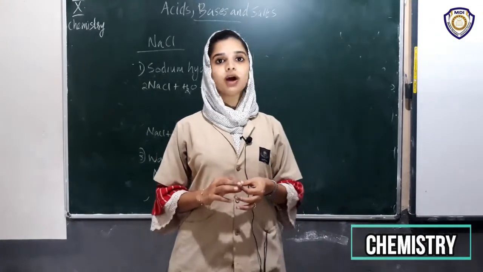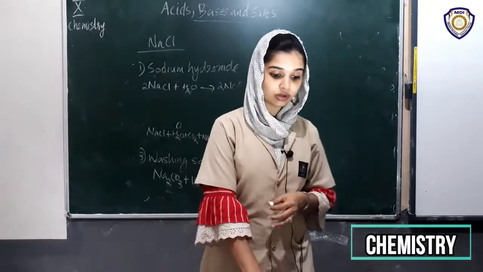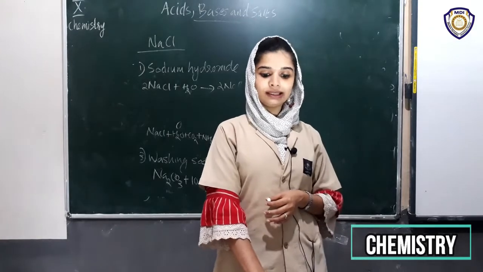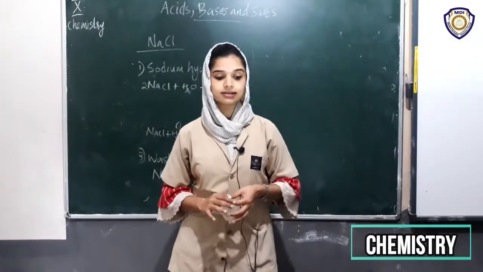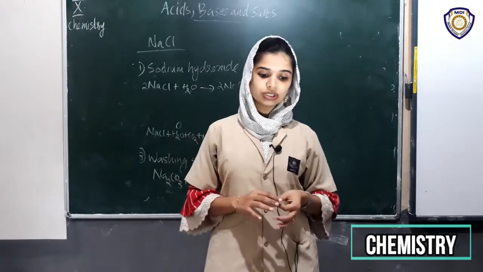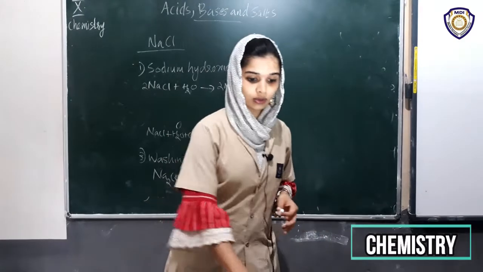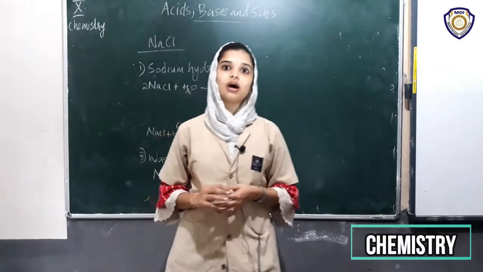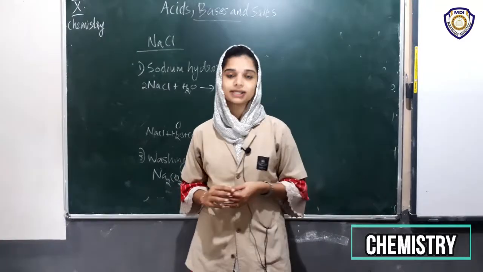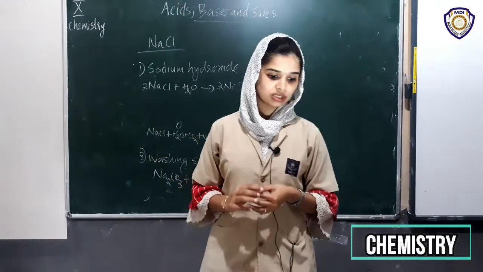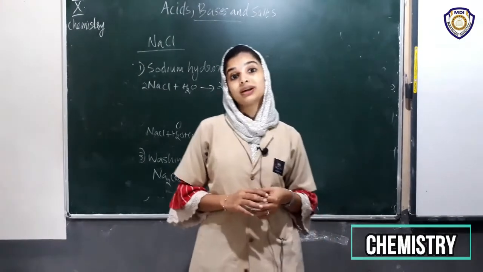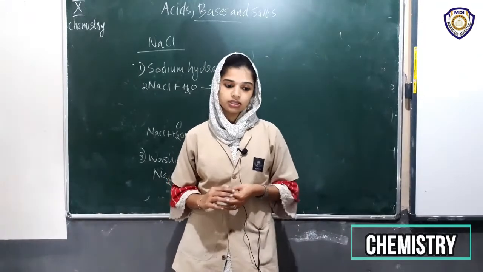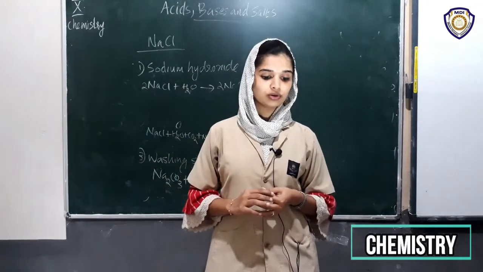Let's discuss the uses of washing soda. What are the uses of washing soda? It is used in glass, soap and paper industries, and it is also used in the manufacture of sodium compounds such as borax. It is also used as a cleaning agent for domestic purposes, and it is used in removing the permanent hardness of water. These are the uses of washing soda.